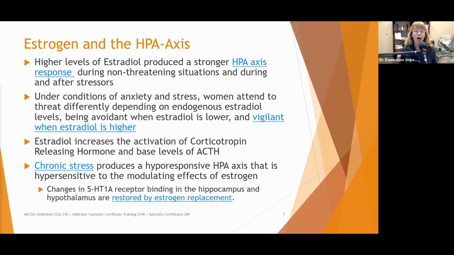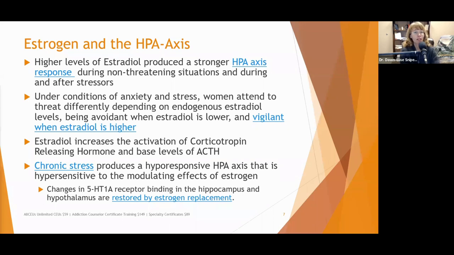But chronic stress produces a hyporesponsive HPA axis. Just like chronic stress with PTSD, we've talked about this over and over again. Chronic stress, eventually the brain says, I can't be bathed in all that stimulation all the time. I need to reserve my energy for when there's really a threat. And the receptors become less receptive to the cortisol.